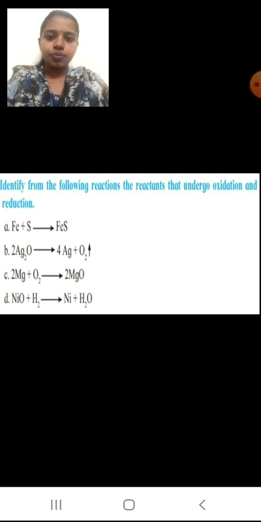Understood, students? First, I will tell you again, you will write the reaction, and below it you will write the 2 reactants. For example, here what are the reactants? Fe and S, right? So for Fe, you will write whether it is undergoing oxidation or reduction. Then you will write S, that is sulfur, put a dash, and write whether it is undergoing oxidation or reduction. I hope this is clear to you.